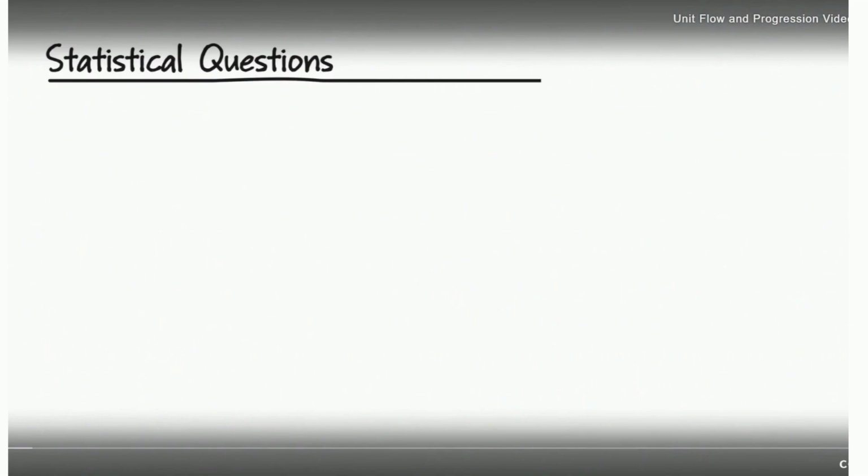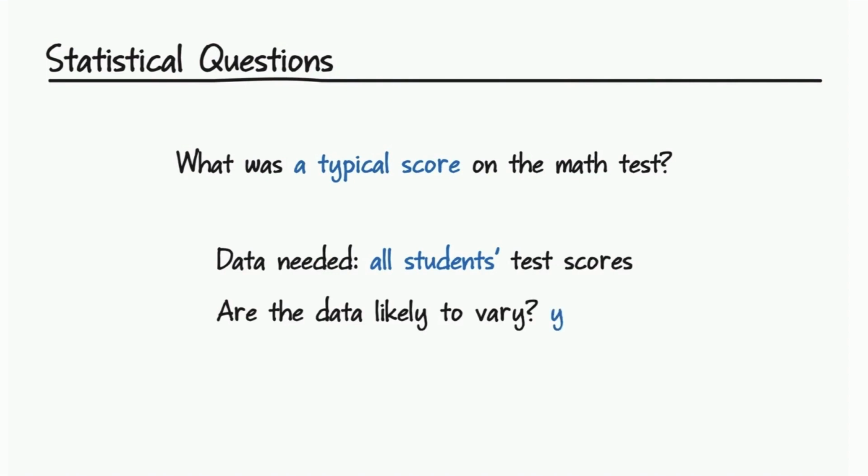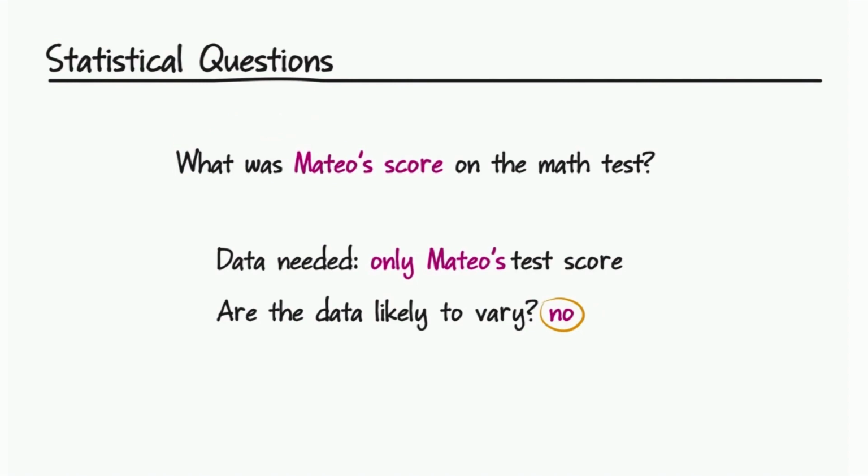In this unit, students are formally introduced to data analysis and statistics. They learn that a statistical question is one that can be answered by collecting data that are expected to vary. For example, what was a typical score on the math test is a statistical question, while what was Mateo's score on the math test is not a statistical question.